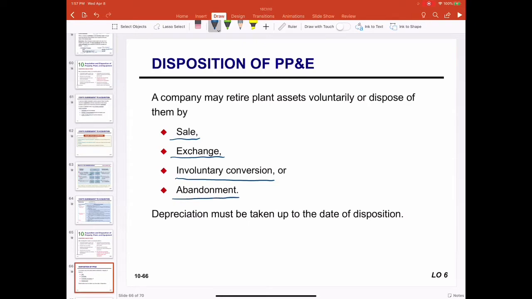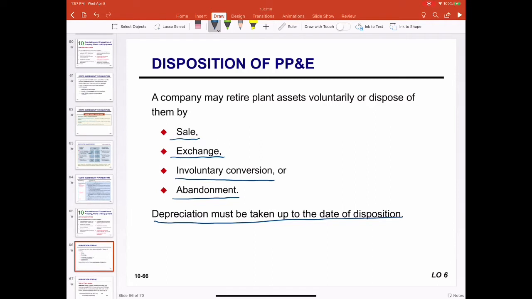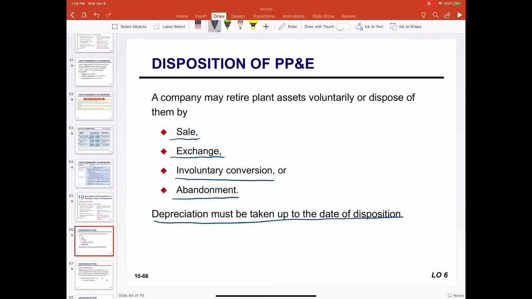No matter voluntary or involuntary disposal, first of all, the firm should update the depreciation to date. Since the depreciation is an adjusting journal entry, both depreciation and the accumulated depreciation are updated periodically. Before we recognize the disposition of PPE, we first should update depreciation and the accumulated depreciation. Let me just use several examples to illustrate the procedures.